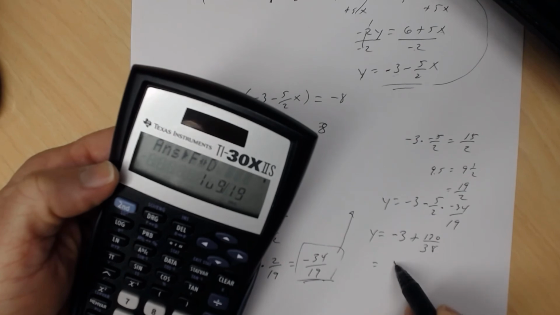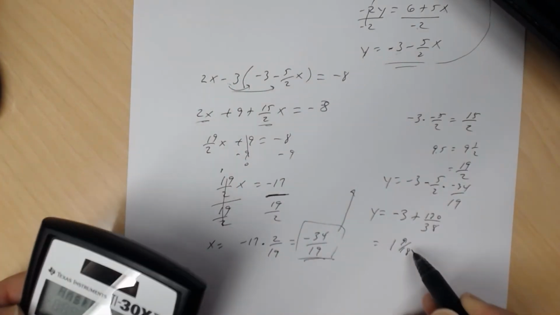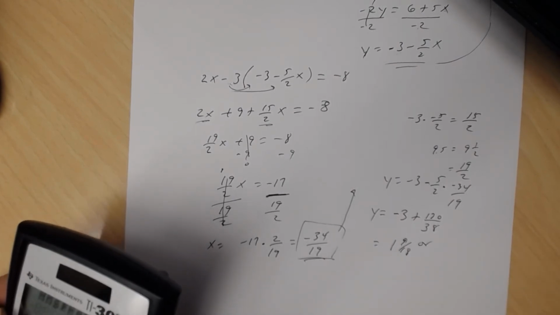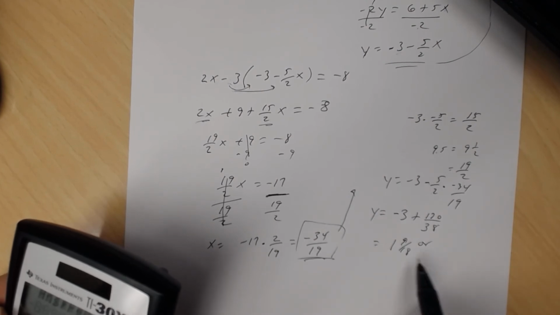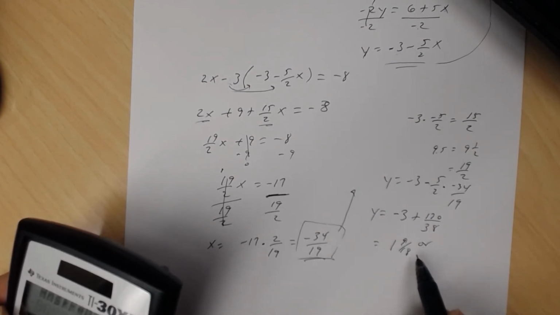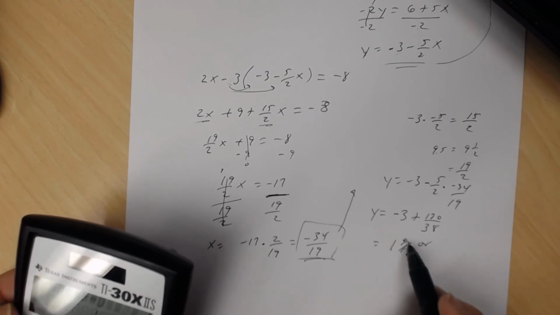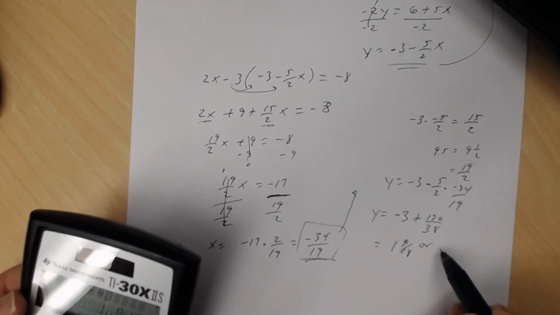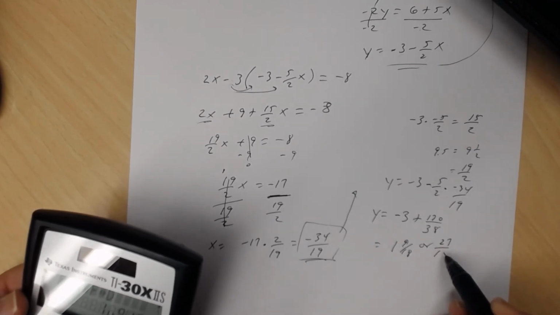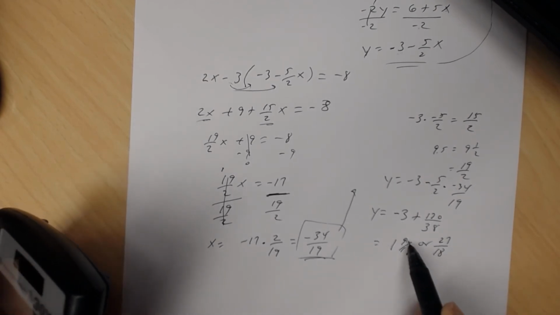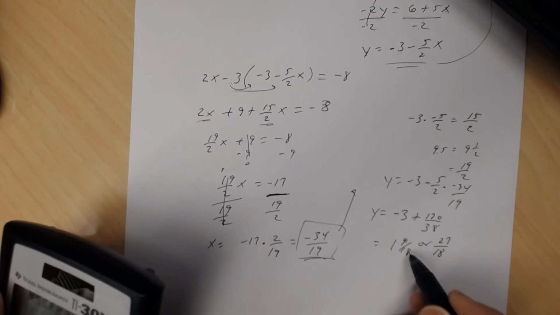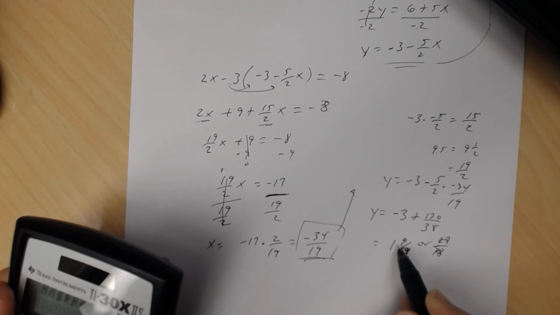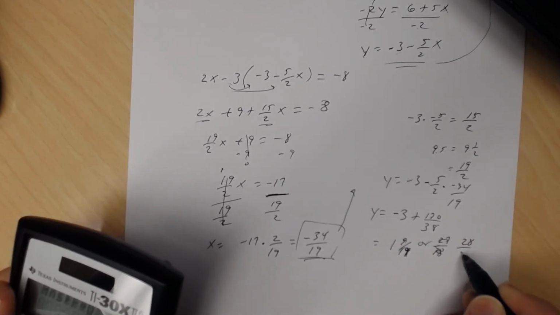So this becomes 1 and 9/19. I can leave it like this if I want to, or I can change it back to an improper fraction. It does not matter. I'm going to just go ahead and leave it like this. But if you want to change it back to an improper fraction, you say 19 times 1 is 19, and 19 plus 9 is 28 over 19.